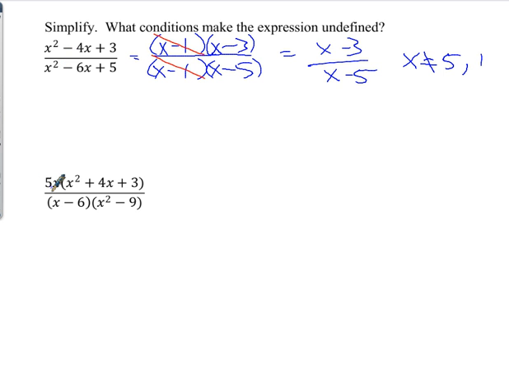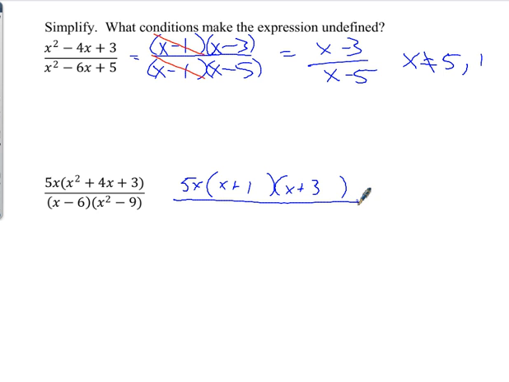So for the top, does 5x factor? No. Does this factor? Yeah, so I'm going to turn this into 5x times some stuff. What is my stuff? X plus 1, x plus 3. Check it real quick. 1 times 3 is 3. 1 plus 3 is 4. So I got it right.